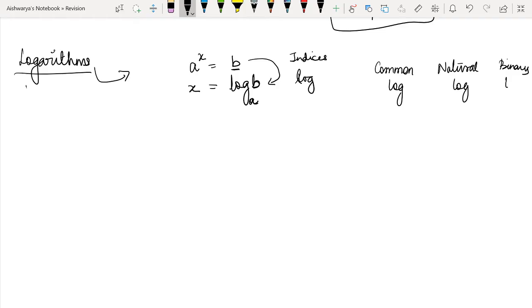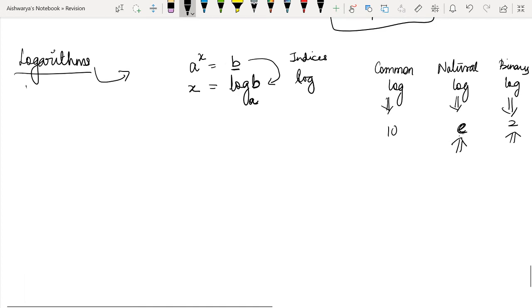Okay. Binary logarithm is when the base is 2. Common logarithm is when the base is 10. Natural logarithm is when the base is e. Normally the binary one is used in computer programming. The natural one is used in your calculus chapter. All the log questions that you have are with respect to base e.